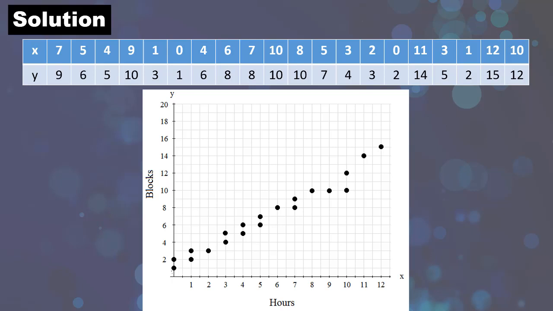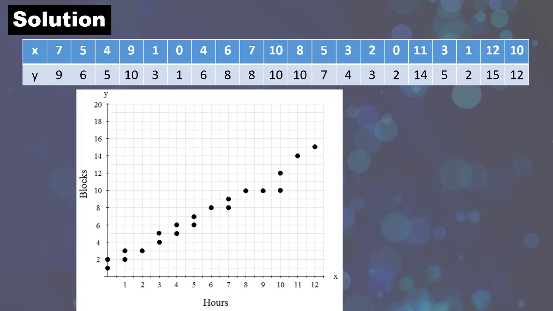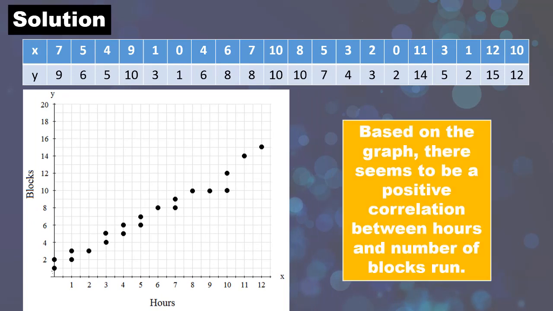So you can see very clearly that these don't all fall on one straight line, but there's definitely a straight line path that they seem to be following from the bottom left to the top right. When the straight line path takes you from bottom left to top right, this kind of graph represents a positive correlation. So based on the graph, there seems to be a positive correlation between the hours that the person works out per week and the number of blocks they can run.